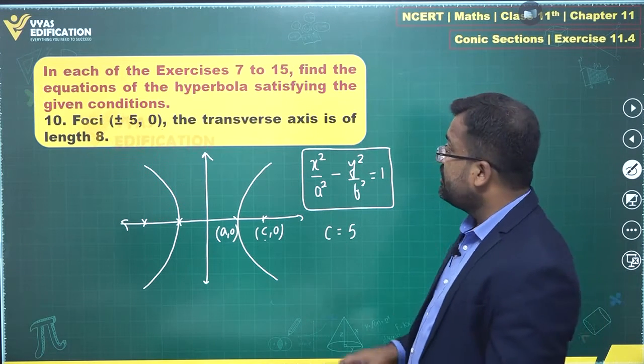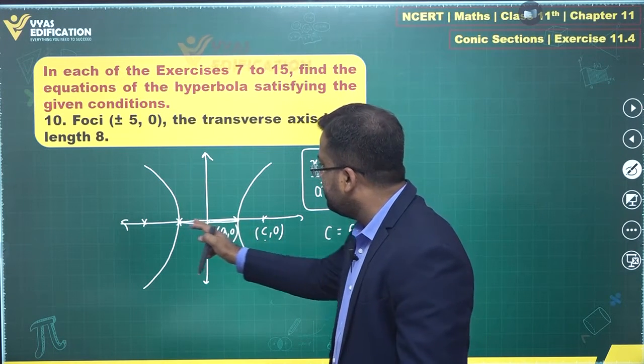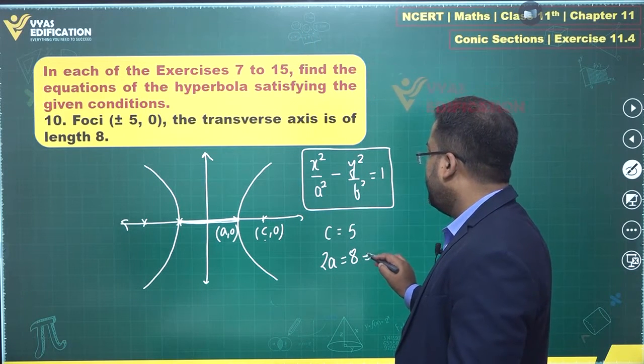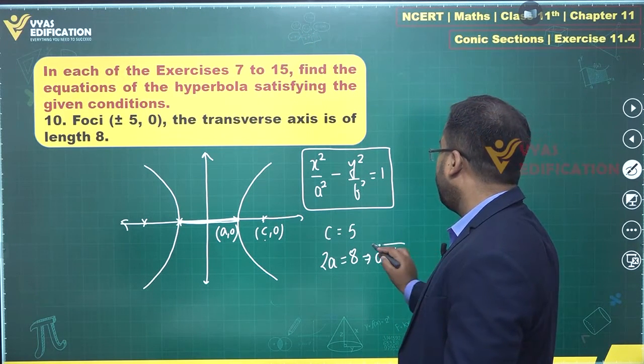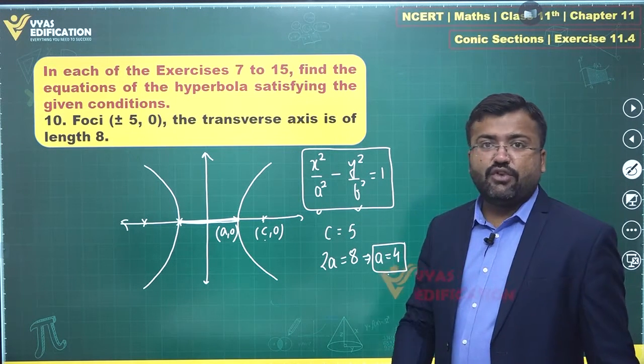But there's another condition also given. The transverse axis is of length 8. Transverse axis is from this point to this point. This is the transverse axis. So 2A is equal to 8, which tells me A equals 4. Okay. We needed A square, B square. We have obtained A, therefore A square.